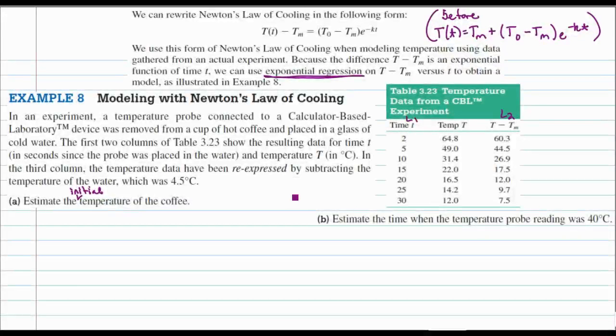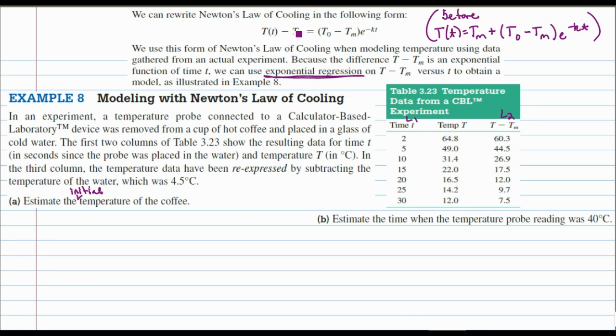This is the screencast for section 3.5, example 8. We're actually going to rewrite Newton's law of cooling in the following form. So we used to have, here's the before form, here's the after form. The only thing they did was subtract T sub m from both sides. So the temperature of the medium that was being added out in front, we subtract that from both sides.